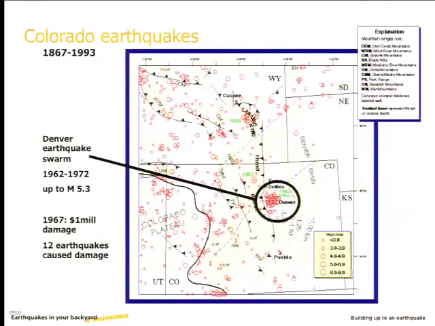This comes from Colorado, where in 1962 to 1972 there was a swarm of earthquakes. This is a terrible map, I'm sorry, but this is Denver here. This is the Rocky Mountain front. Those of you who've been to Denver, these are the mountains, these are the plains. Denver sits right here with the Rocky Mountain front.